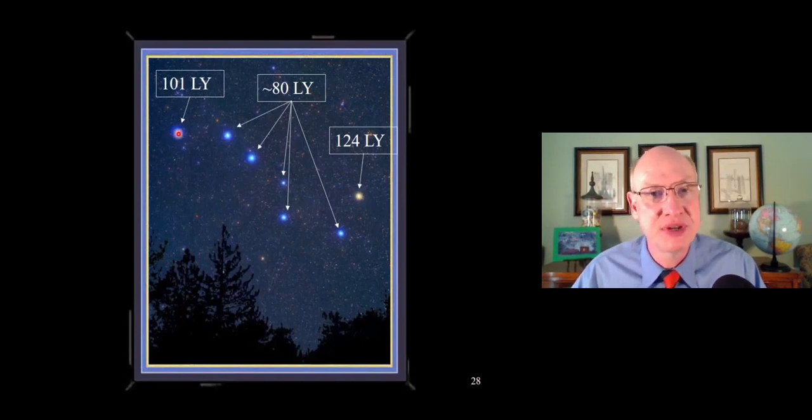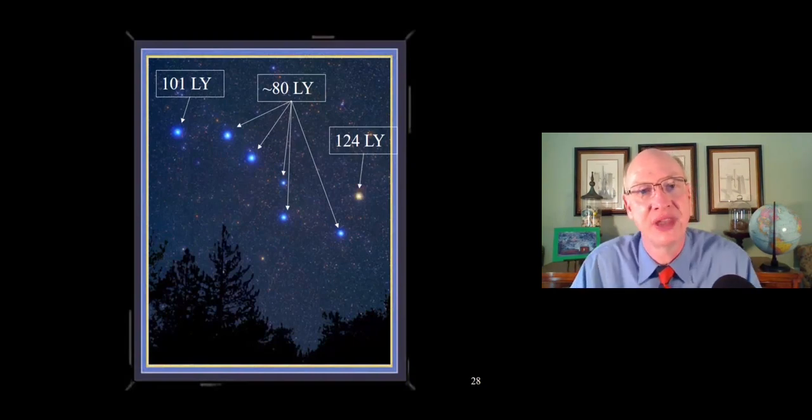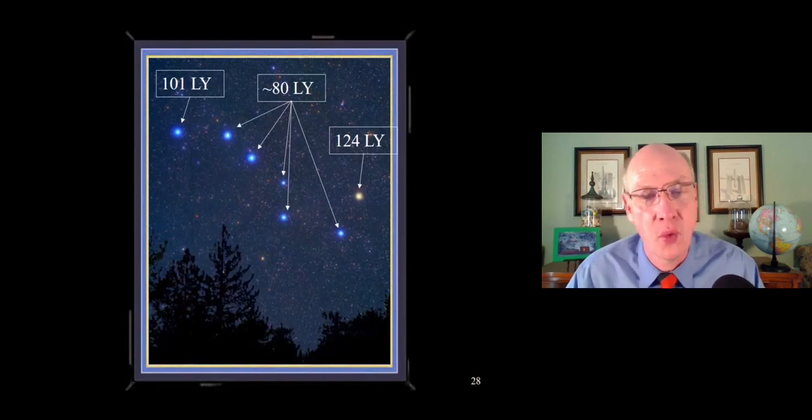This one's about 20% further away at 101 light years away. And this one's another 24 light years beyond that at 124 light years away. So those are the stars of the Big Dipper.